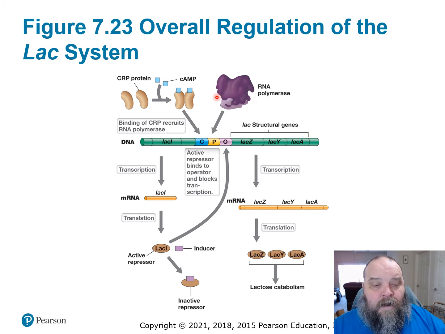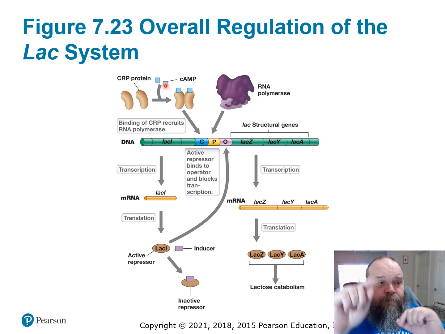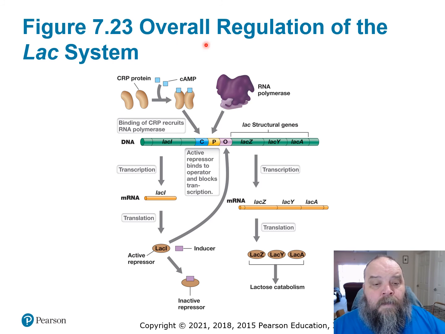To aid RNA polymerase in wanting to bind there, there has to be high enough levels of cyclic AMP. Remember, I just got done saying in the last slide, high levels of glucose inhibit adenylyl cyclase activity. Glucose levels drop, adenylyl cyclase activity goes up. Adenylyl cyclase activity goes up, so do cyclic AMP levels.